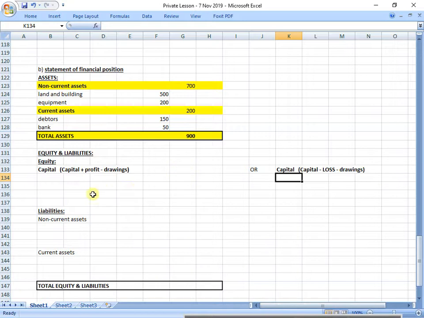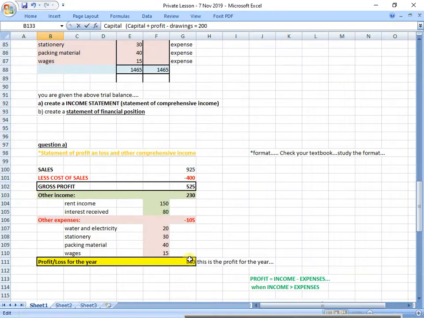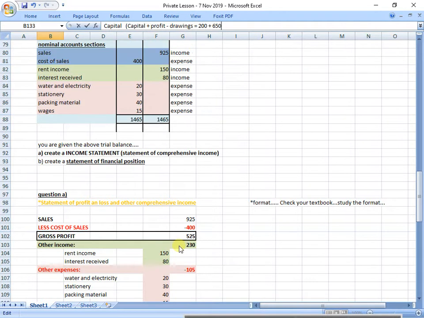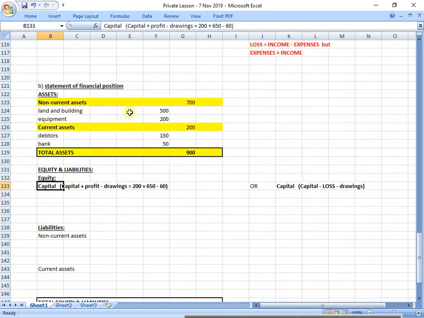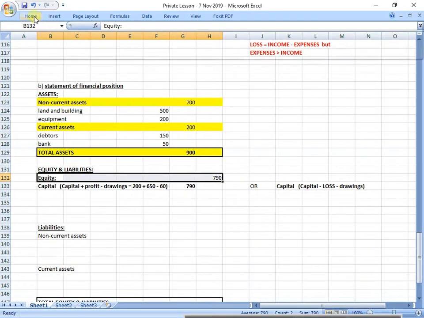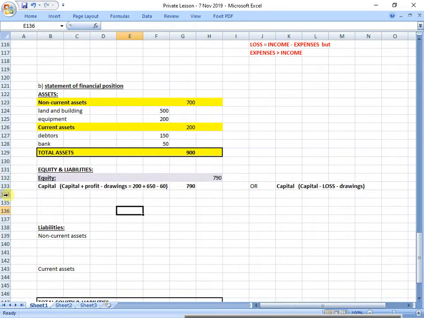Right, so let's work that out. Let's show the working. What was my capital? Let's go look. Capital 200. See that? Okay, what was my profit? There it is, 650. See that? Okay, go back. Where's my drawing? 60. Minus drawing 60. Close brackets. Okay. There's my working. Add and subtract. Get an answer. Answer is 790. There's my equity. Equity 790.